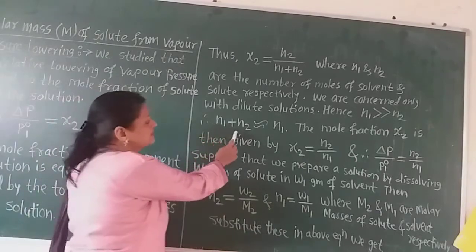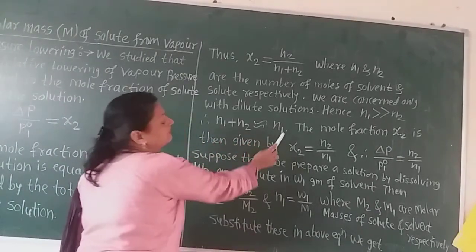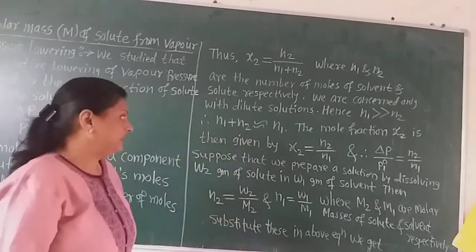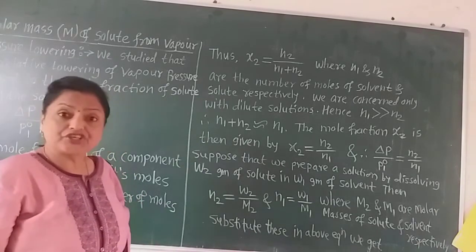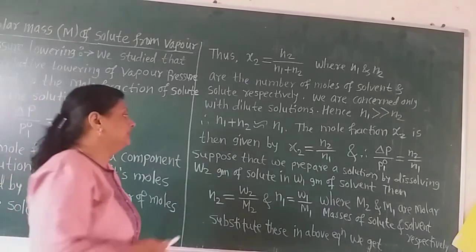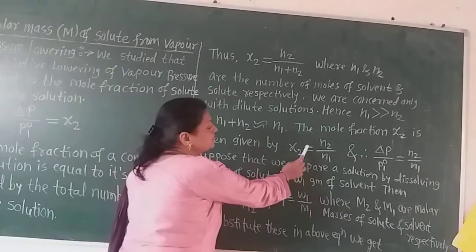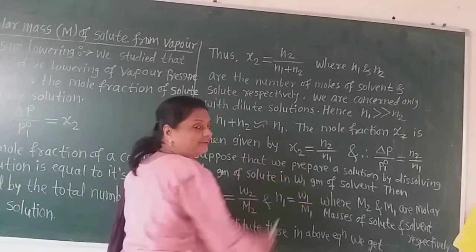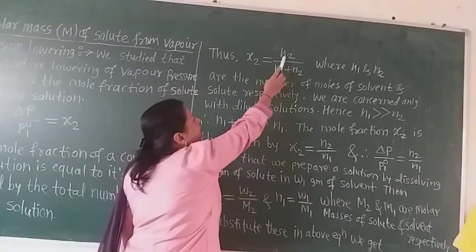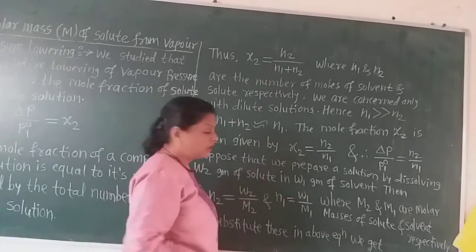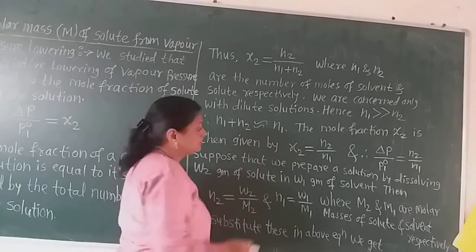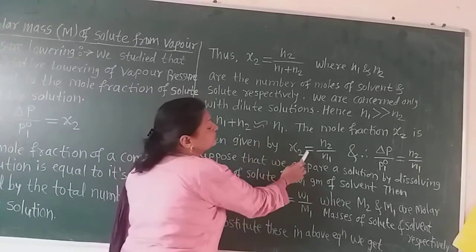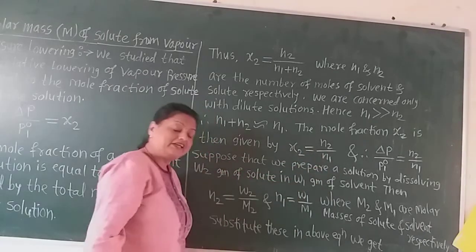So N1 plus N2 is nearly equal to N1. In this way we take N1 plus N2 as equal to N1. So now mole fraction X2 of the solute is given by X2 is equal to N2 divided by N1 plus N2, and as N1 plus N2 is nearly equal to N1, therefore X2 is equal to N2 divided by N1.